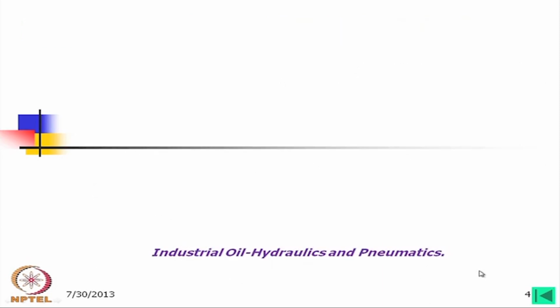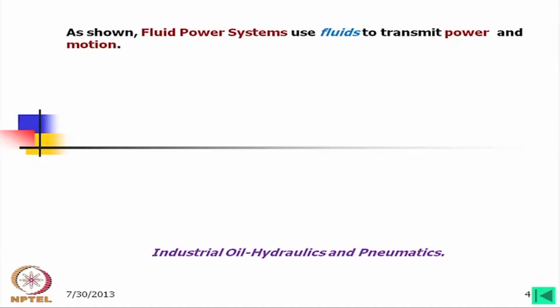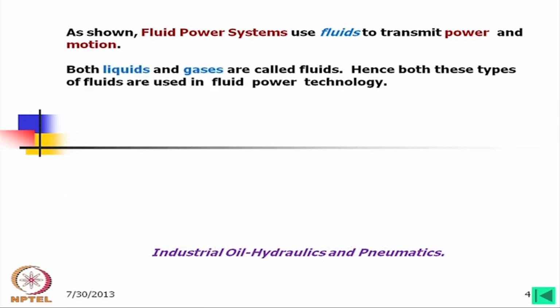Now, if we look into industrial oil hydraulics and pneumatics, then why is it called like this? First of all, as shown in this diagram, fluid power systems use fluids to transmit power and motion, that we have seen. Both liquids and gases are called fluid. Hence, both these types of fluids are used in fluid power technology.